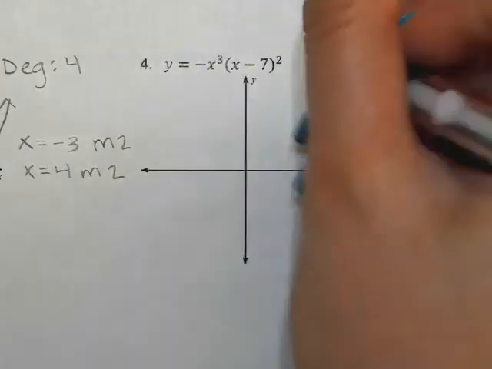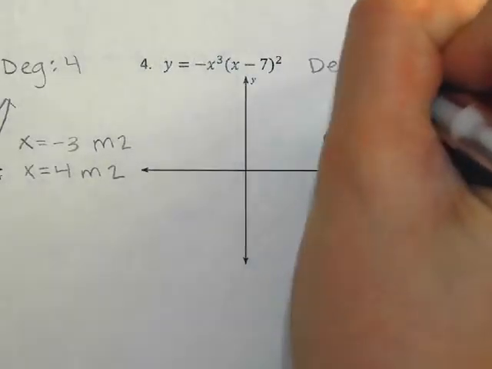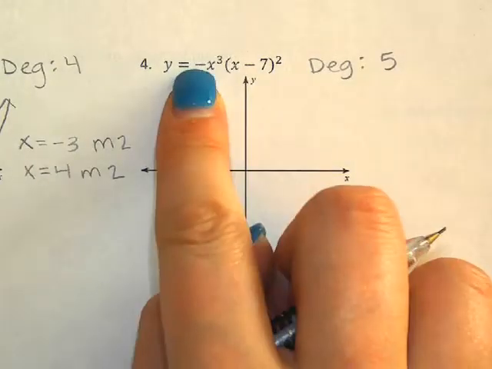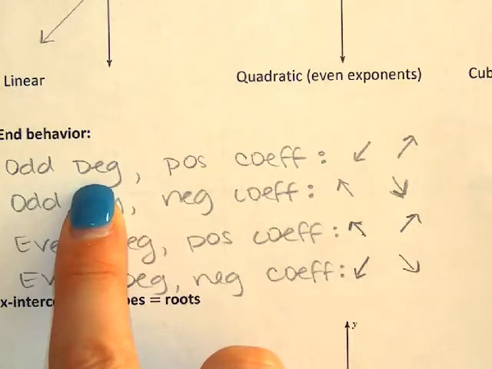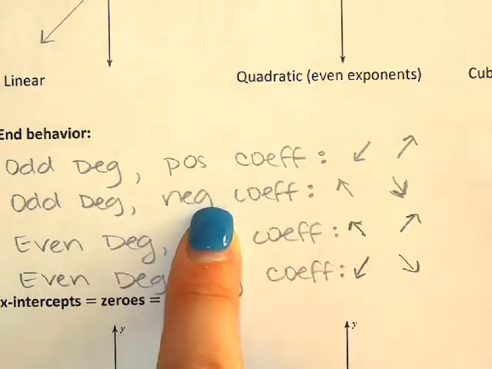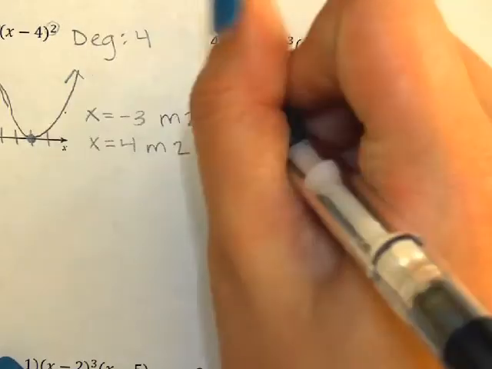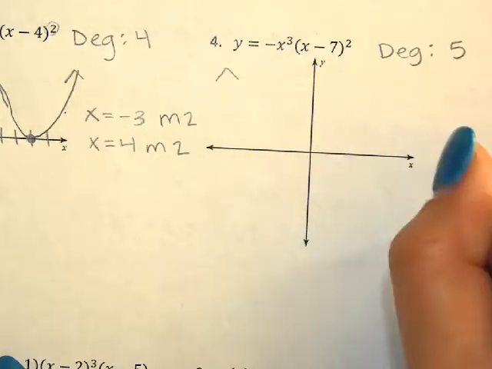All right, number 4. What is the degree for this problem? 5. 3 plus 2 is 5. We have a negative coefficient in the front. So for an odd degree with a negative coefficient, the arrow should go up, then down. Okay, so my arrow is going to go up over here and down over here.